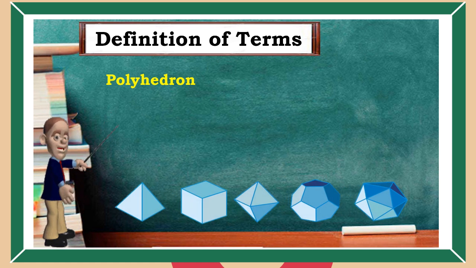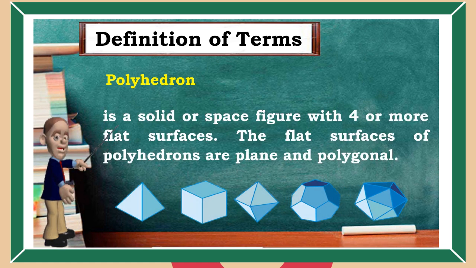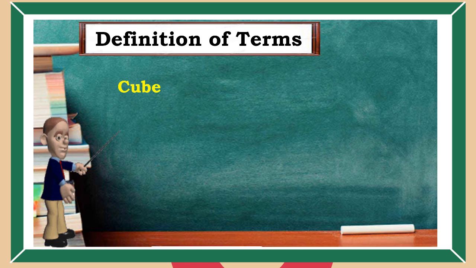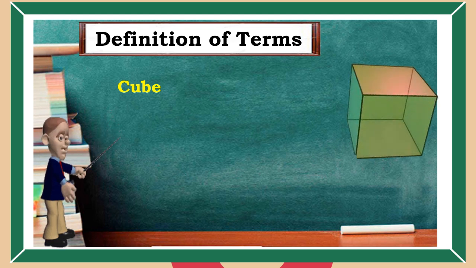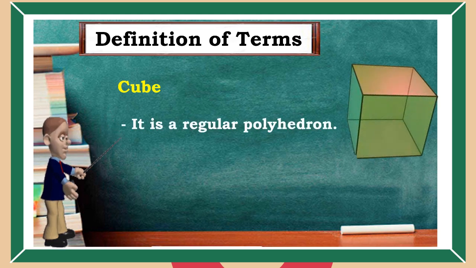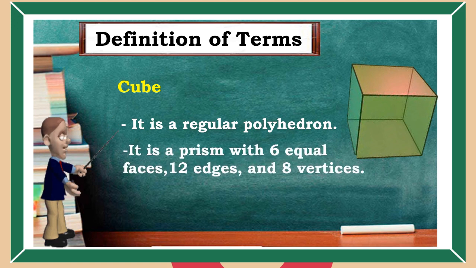Polyhedron is a solid or space figure with four or more flat surfaces. The flat surfaces of polyhedrons are plane and polygonal. Cube. It is a regular polyhedron. It is a prism with 6 equal faces, 12 edges, and 8 vertices.